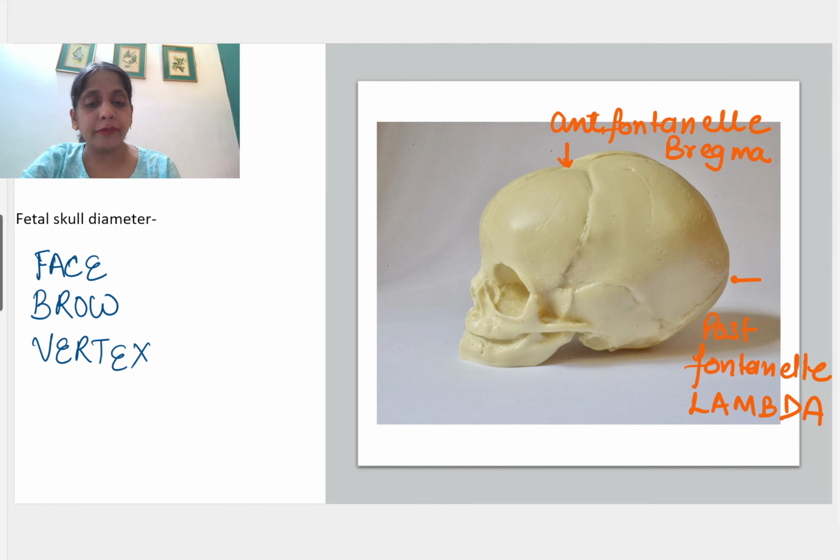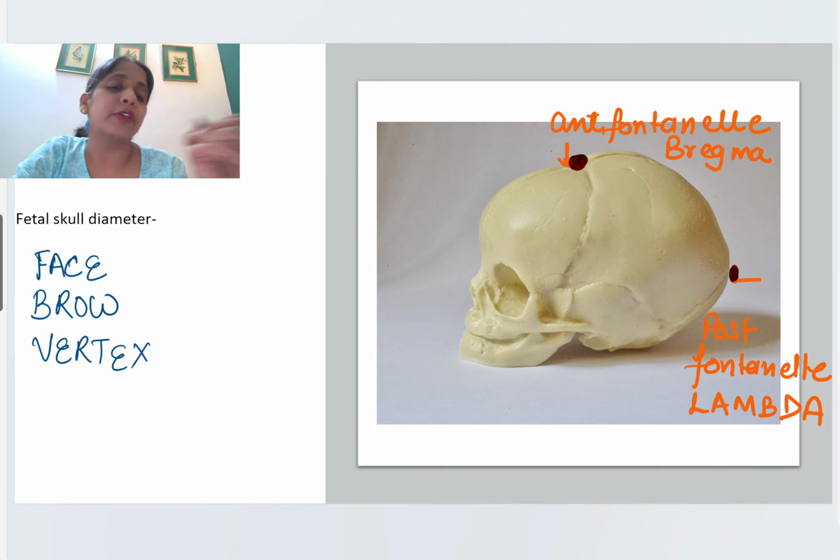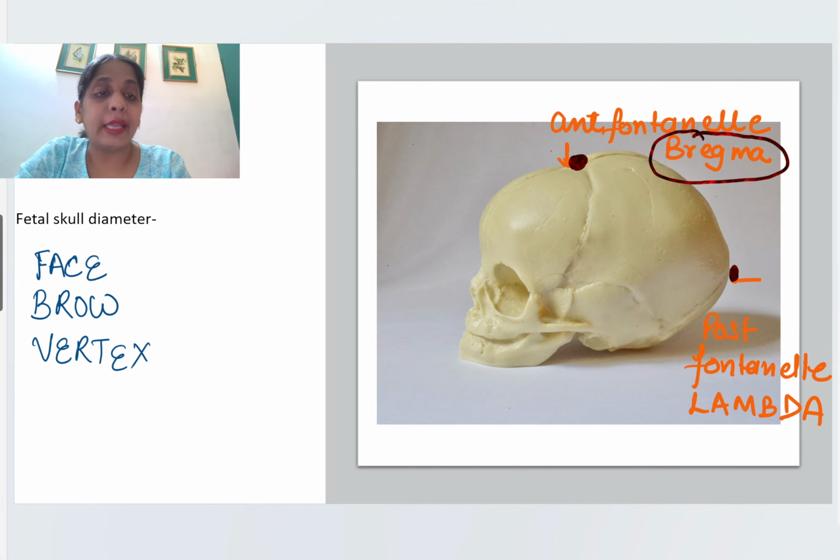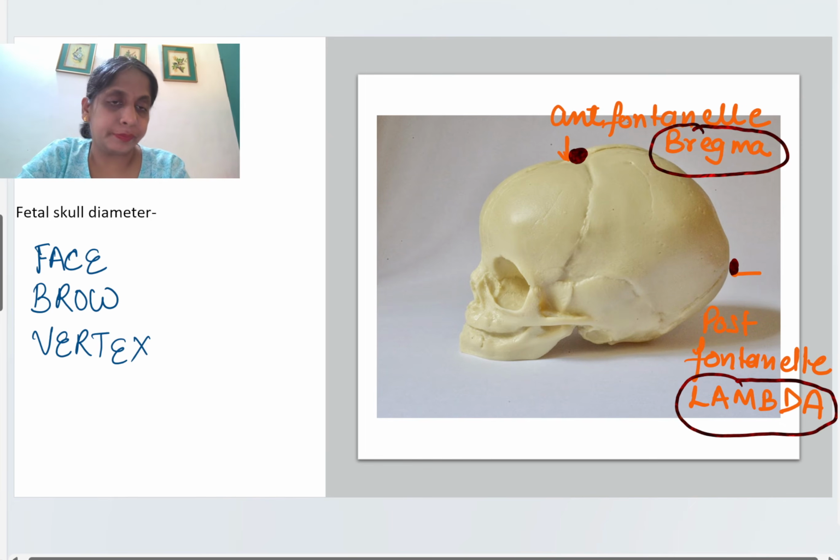Now first of all, on the fetal skull we have an anterior fontanelle. See, this is the anterior fontanelle, and here is the posterior fontanelle. The anterior fontanelle is also known as the bregma, and the posterior fontanelle is also known as the lambda. So these two points you have to remember.